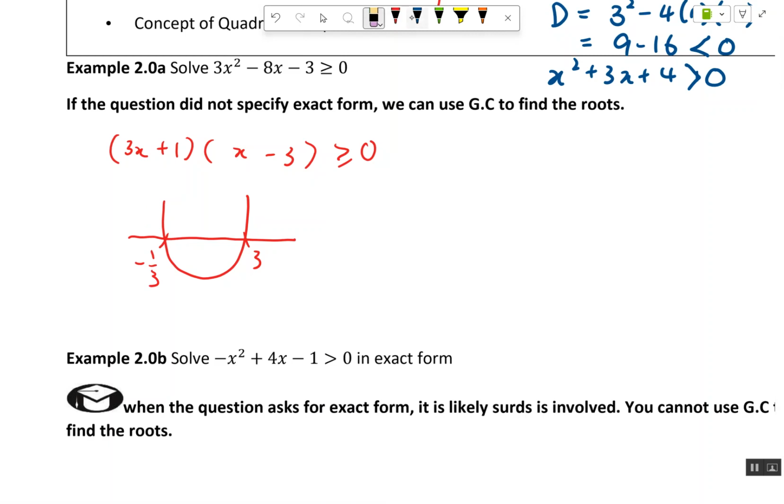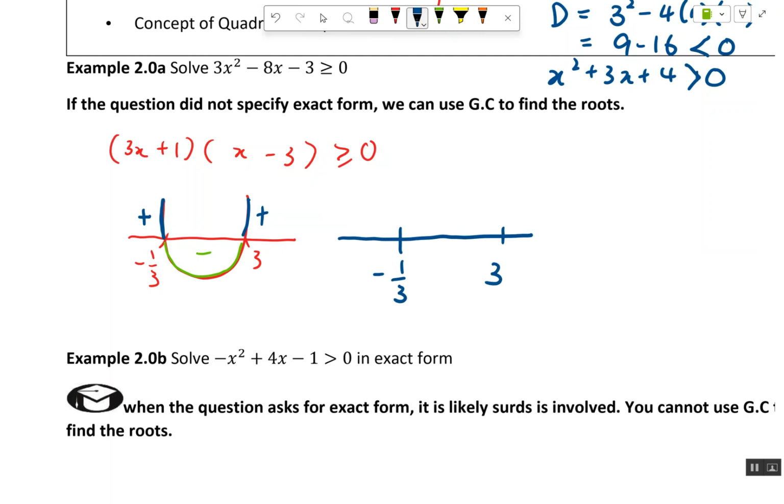Okay, you have to know this part. This part is above the axis, so it is considered positive. This part above the axis as well is considered positive. This part below the axis is considered negative. Okay, in A levels, we are going to put it in this way: negative 1/3 and then 3.